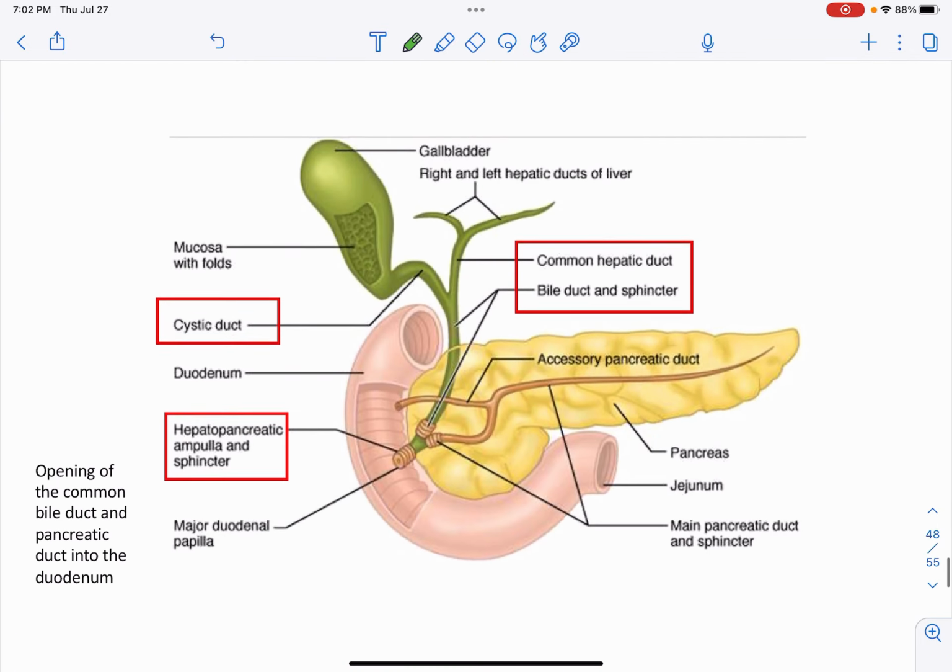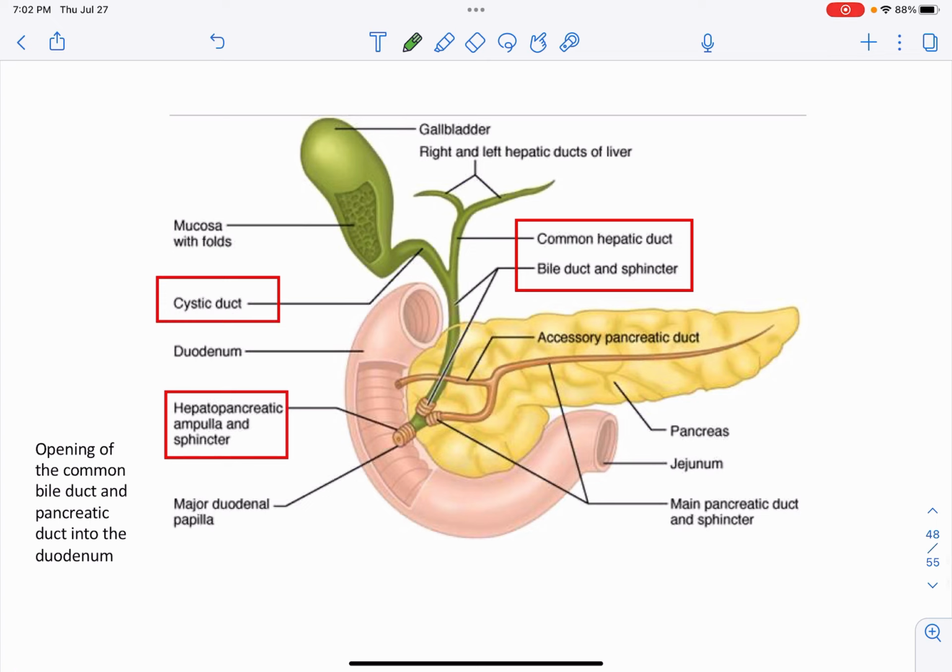All right, so here's another image, but now we're putting the gallbladder next to the duodenum so you can kind of see how it can release its contents into the duodenum. So you see the gallbladder here. Some of the ducts are labeled here. Here's the common hepatic duct, so that means that the liver is up here. The cystic duct is the duct that leads directly to the gallbladder. And then you have the bile duct right here, which is going to release its contents into the duodenum, okay?